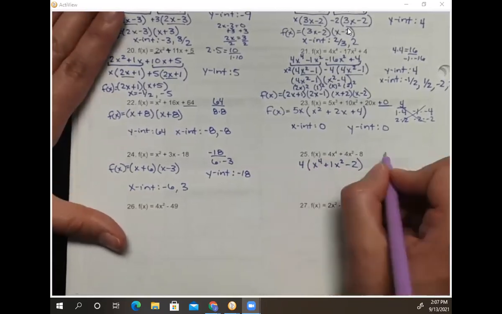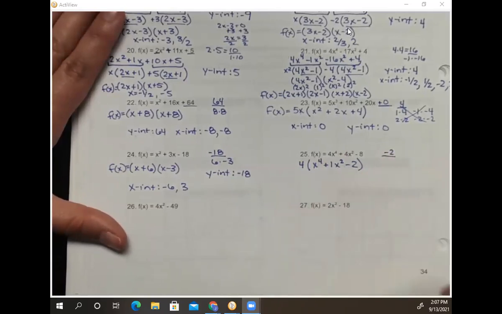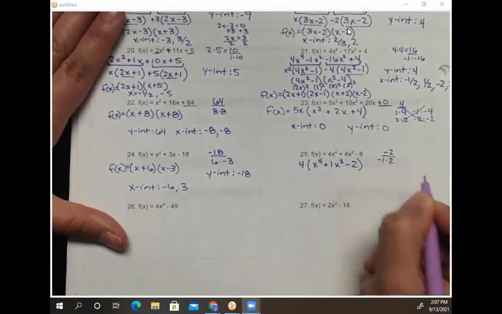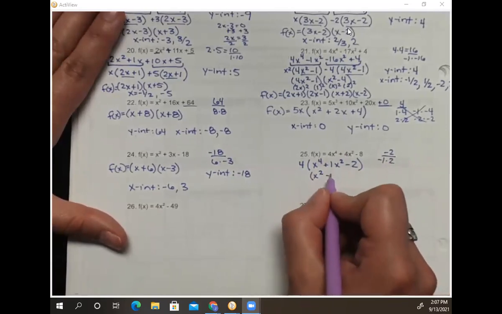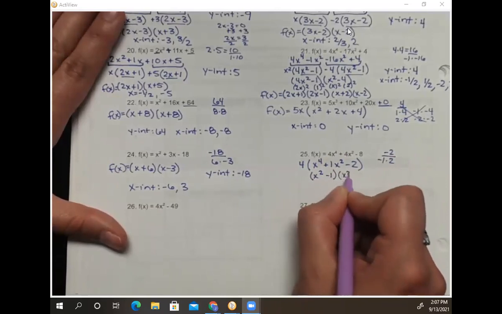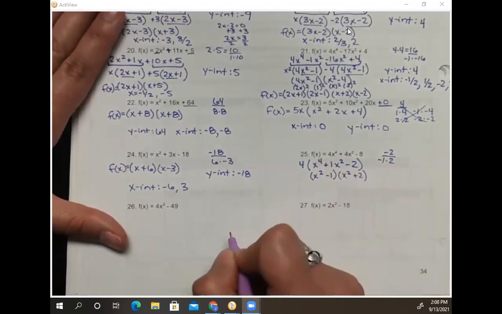My lead coefficient is 1, so I'm going to try the AC method. So I want factors of -2 that would add to 1. That would be -1 times 2. So this would be (x^2 - 1)(x^2 + 2).